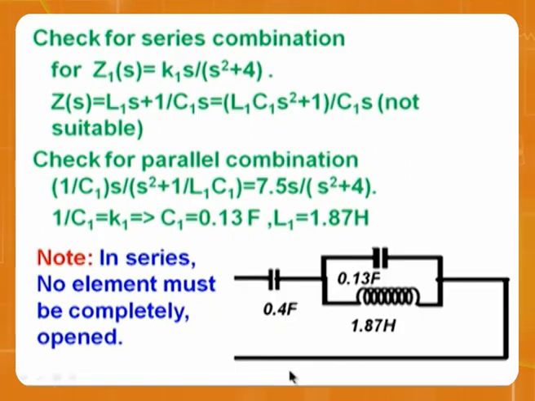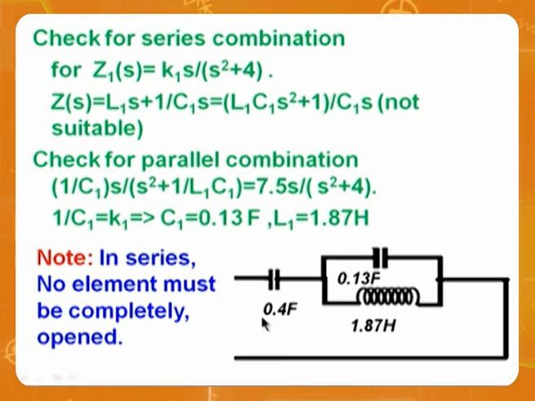Then when you go for these calculations and calculate those values, you will have 0.4 here, 0.13 and 1.8 in series. So go for the components, go for the K1 and K2 and solve them, and you will get this circuit diagram.